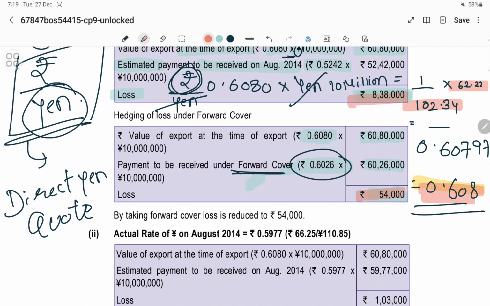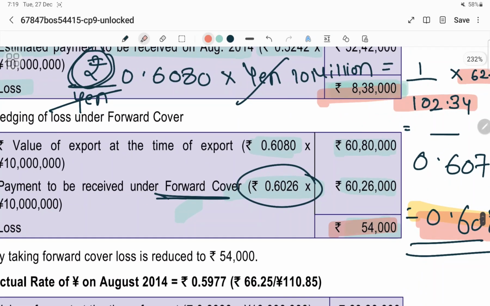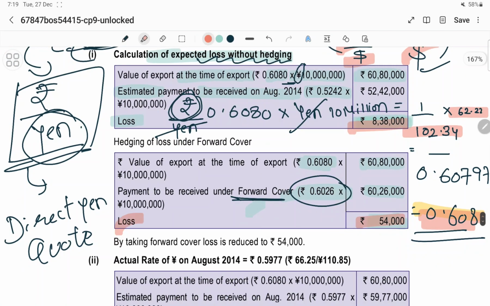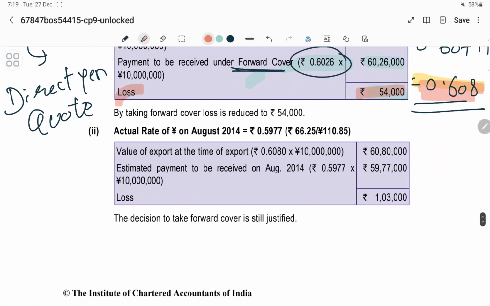So it is better to hedge. First the loss was coming up to 8,38,000, now the loss is 54,000. So it is important that you hedge. So finally the answer they say is, by taking the forward cover, the loss is reduced. There is no profit, but the loss is reduced to 54,000.